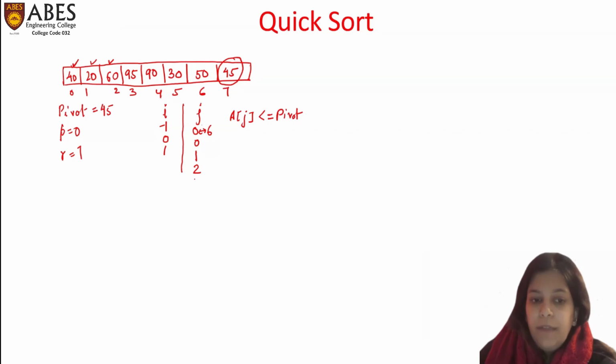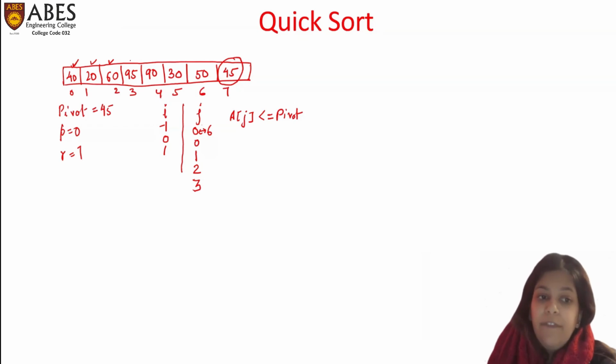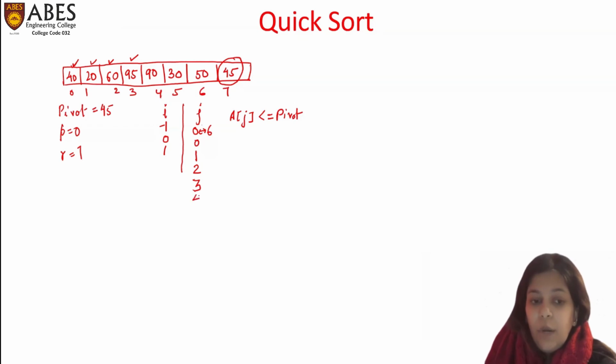Again, we are going to increment the value of j. This is now 3. And now we are going to check whether the value of aj is less than or equal to pivot or not. No, the value is 95, which is greater than the pivot. In this case, we have to simply increment the value of j, right? So now the value of j will become 4.